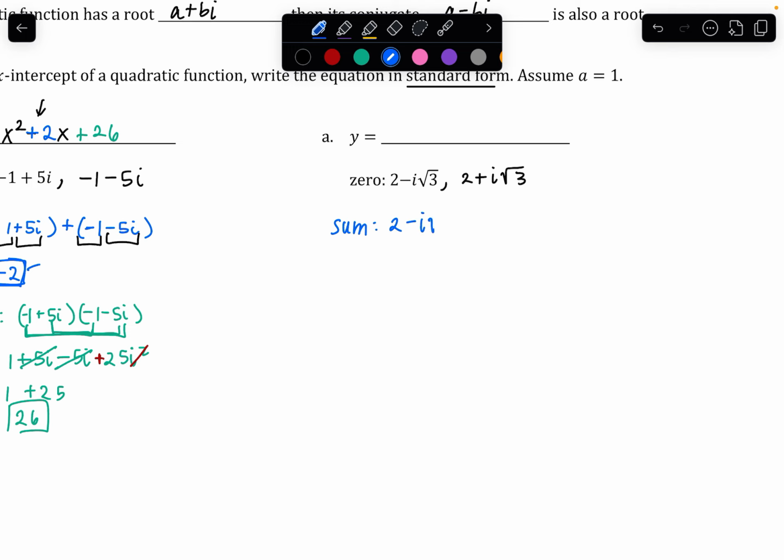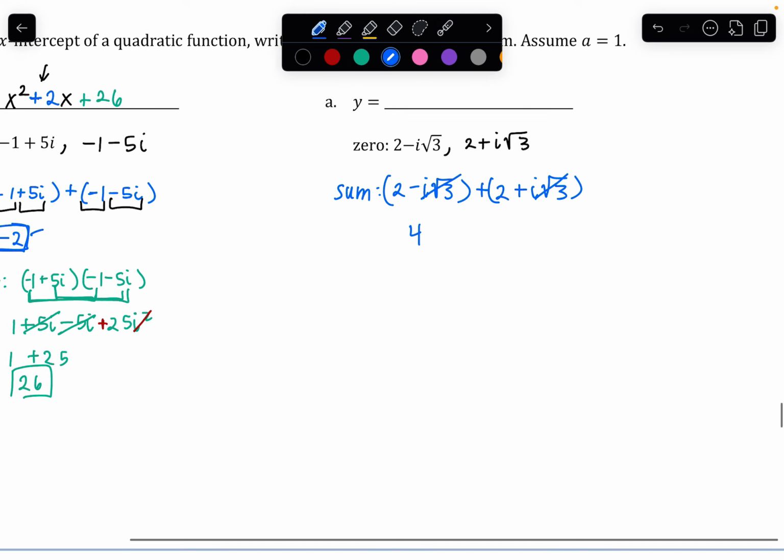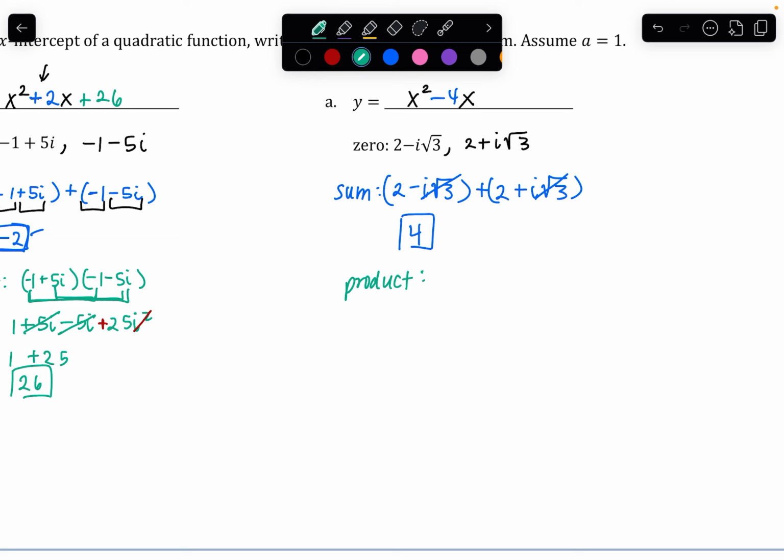Starting with the sum, 2 minus i root 3 plus 2 plus i root 3. 2 plus 2 is 4, and then the imaginary parts cancel. So my sum is 4. So I know I have x squared minus 4x. And then we just need to find the product to get that constant c value.